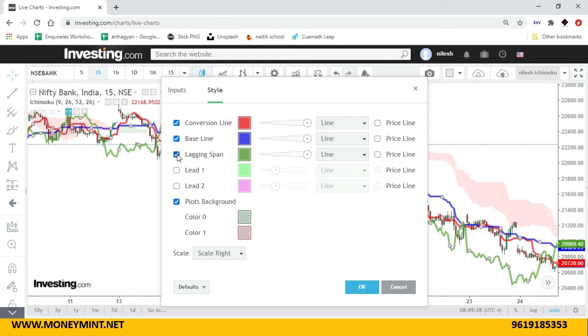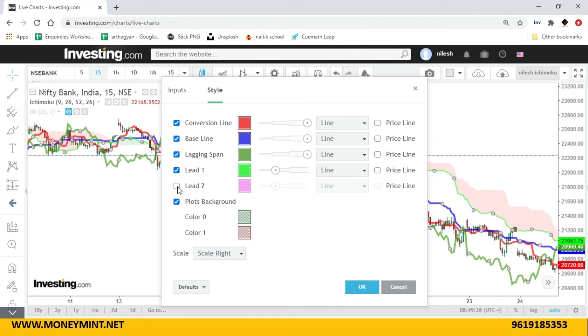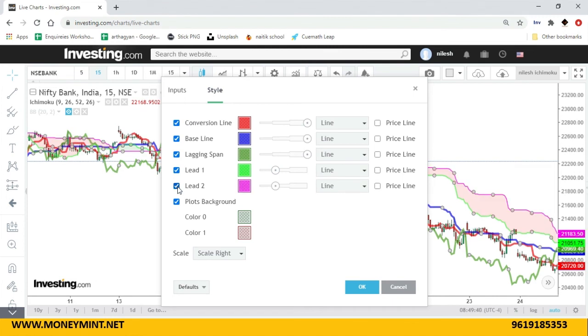The lagging line is the Chikou line. It is 26-period. If the price is above the Chikou span, that shows the market is bullish. If the Chikou line is below the price, the market is bearish. Then there are the two clouds, that is green and red. And in this fashion, the entire Ichimoku structure is formed, and we have tried to explain the buy and sell rules based on the Ichimoku.